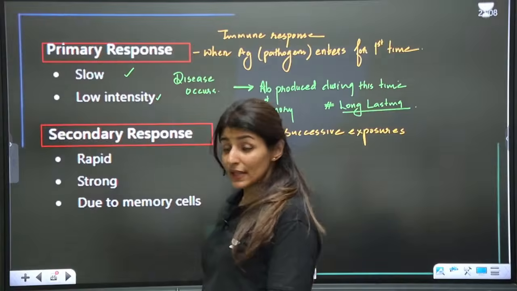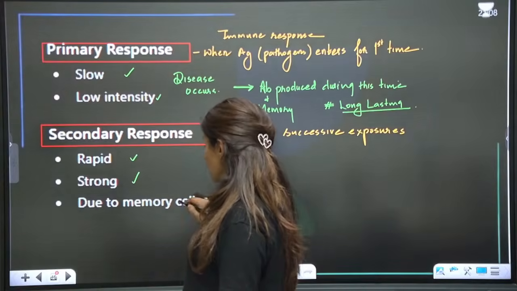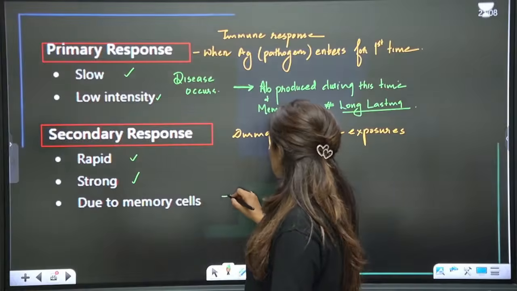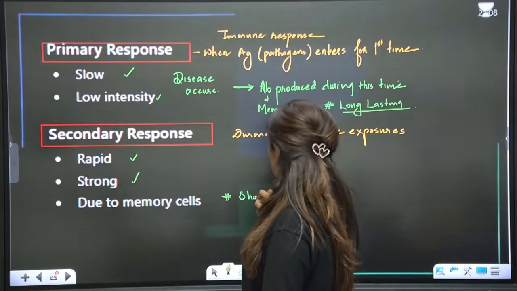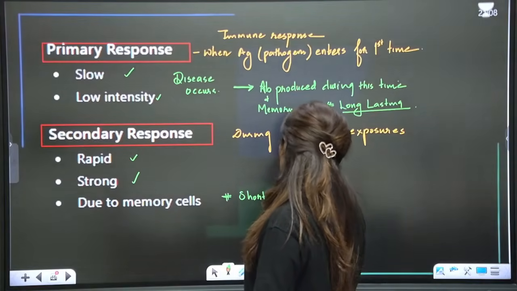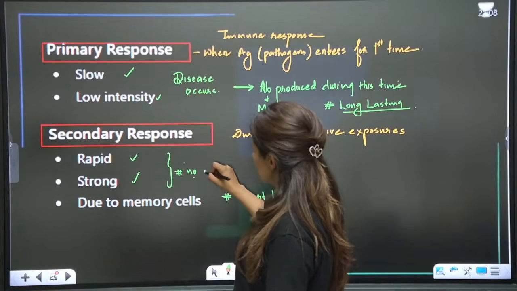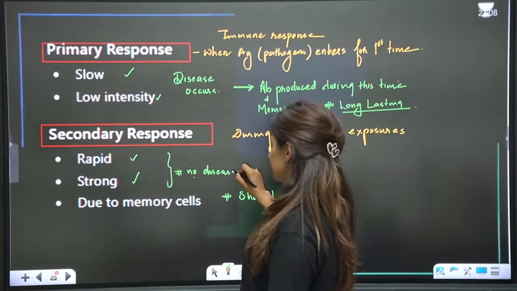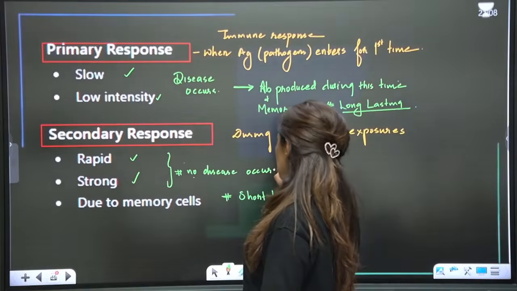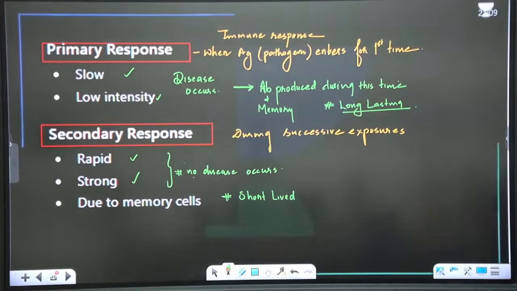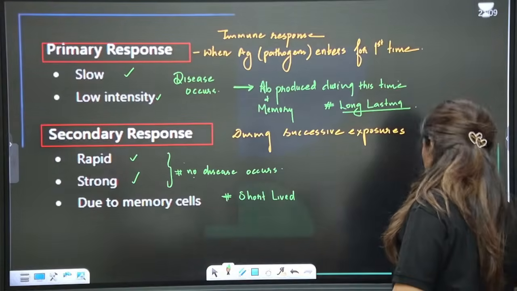While the secondary response is rapid and strong due to the memory cells which are produced during the primary response, it is short-lived. And because it is strong, no disease occurs. Are we getting it? Please tell me that you're clear about these two responses. Is that clear? Yes, guys.